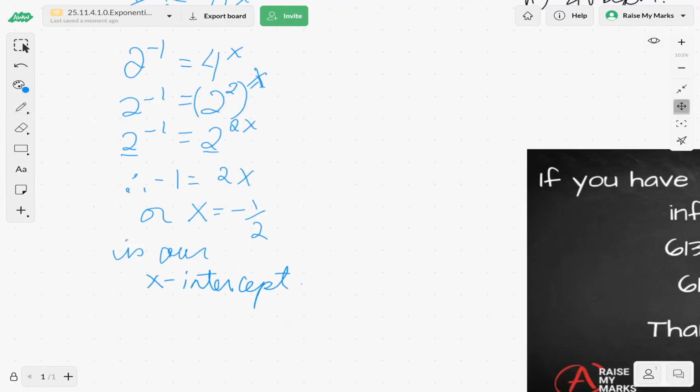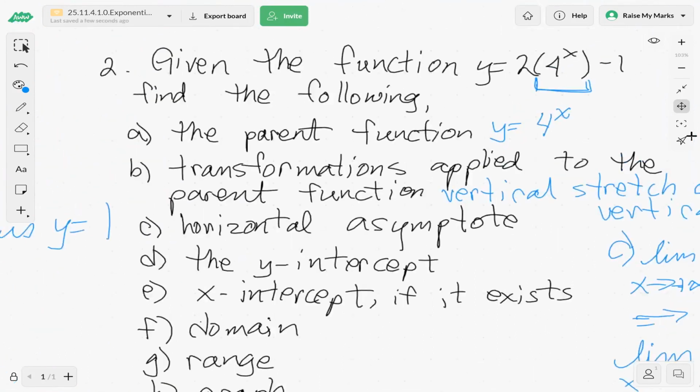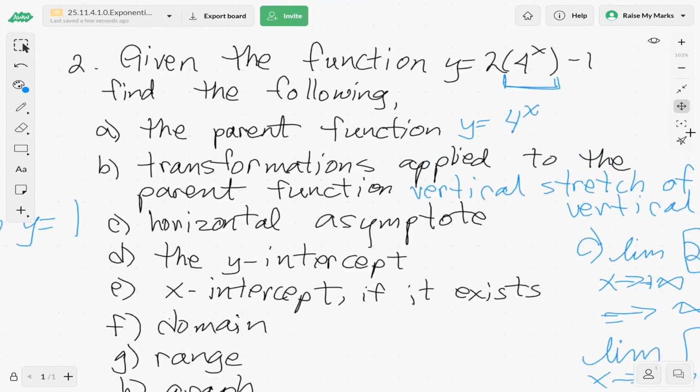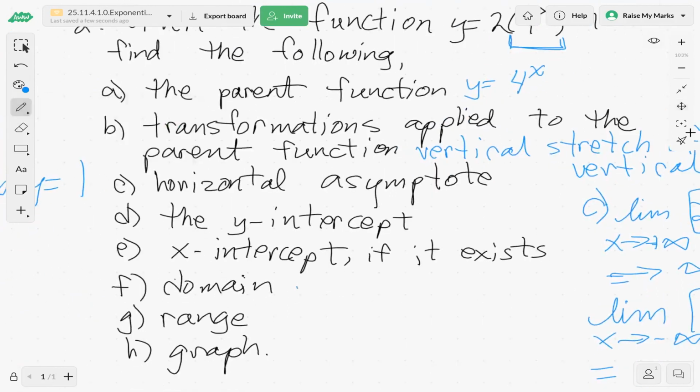Good. Okay, so now let's go back. So part F, we're asked for our domain. So let's look at our function. So it looks like you can put any value of x in there. There is no value of x for which this function is undefined. So our domain equals x such that x is a real number.